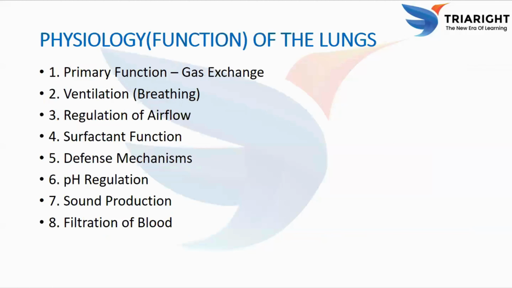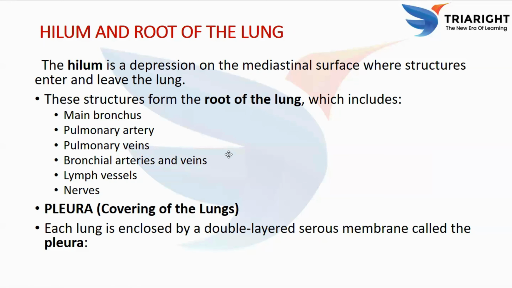There are two layers of the pleura. One is the visceral layer, the other is the parietal pleura. The visceral layer is the inner layer, and it directly covers the surface of the lung. Whereas the parietal layer is the outer layer, and it lies inside the thoracic cavity.